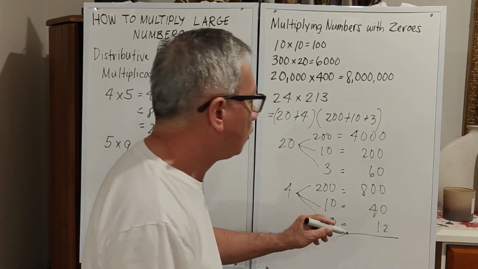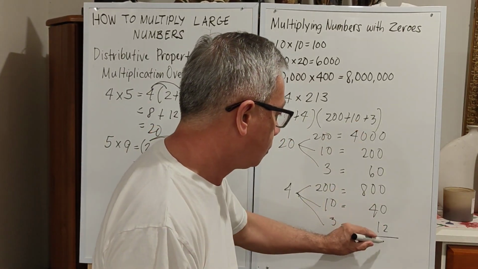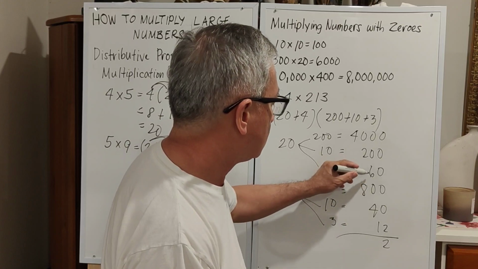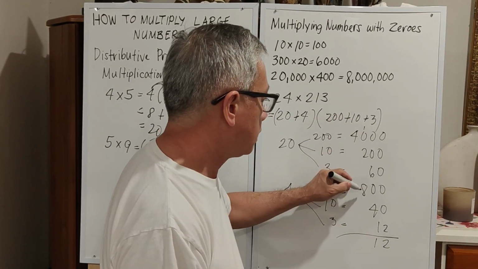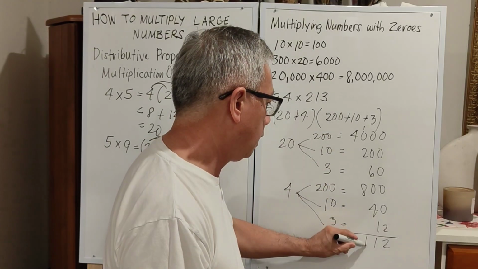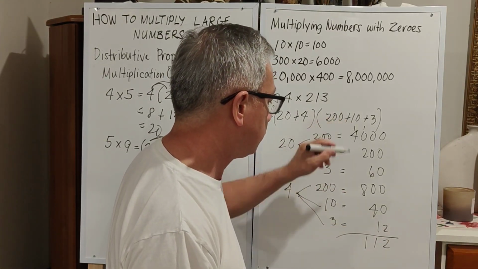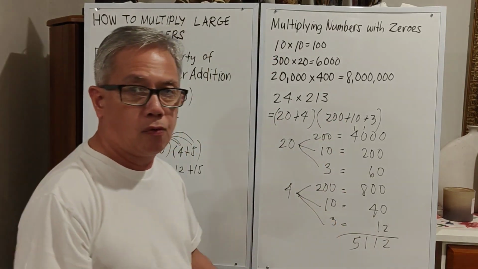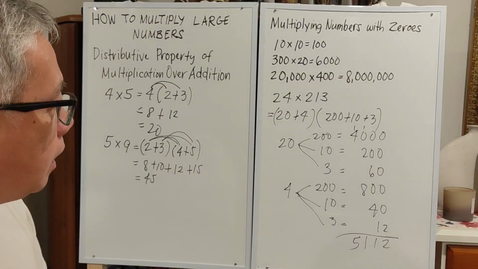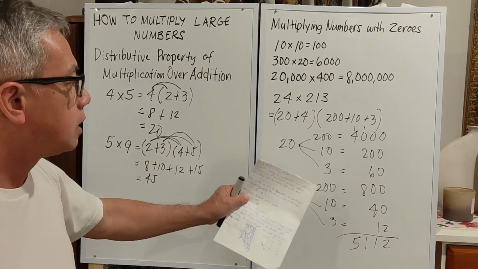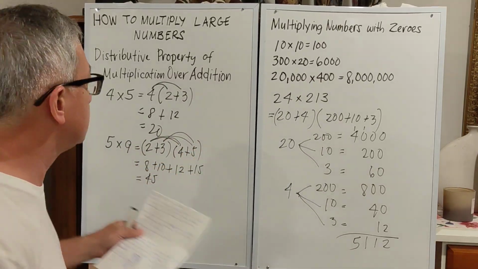And then if we add them all up, so 2, so 6 plus 4 is 10 plus 1, 11, carry 1. 2 plus 8 is 10 plus 1, 11, carry 1. 1 plus 4 is 5. So 5112. And then there's a shorter way. Instead of writing all this, we can just write only the digits.